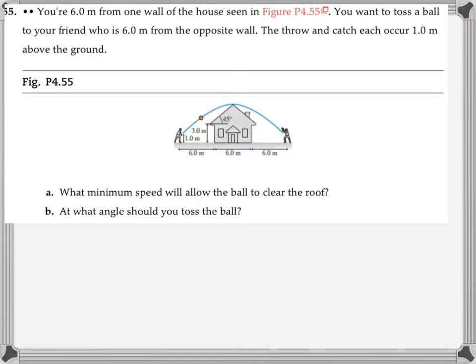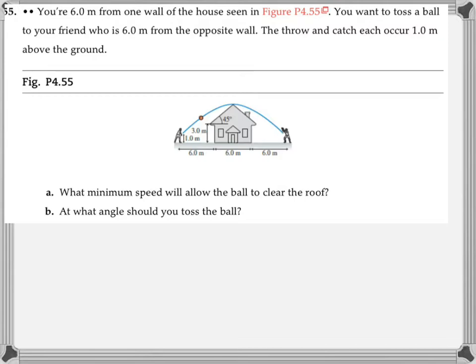Alright guys, in this problem we're gonna review projectile motion. So this problem is from your textbook. This is problem 55, chapter 4. It says that you are 6 meters from one wall of a house that you see in the picture, and you want to toss a ball to your friend who is 6 meters from the opposite wall.